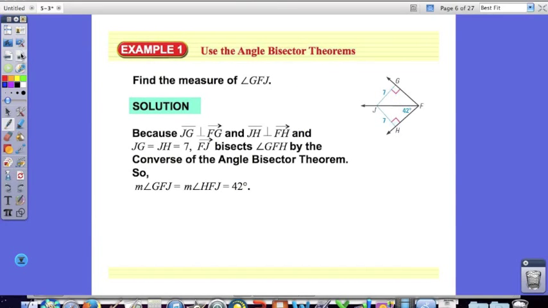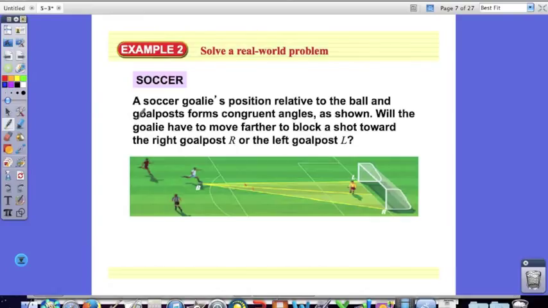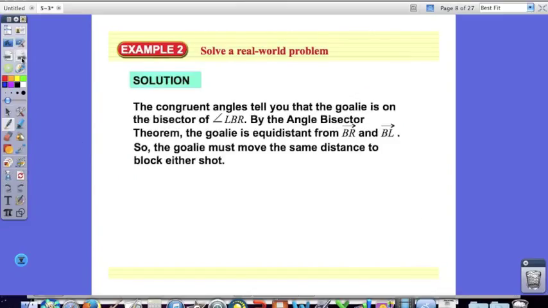And that's marked there. Then we have a problem about soccer. The goalie is positioned so that the ball and the goalposts form congruent angles as shown. So what they want you to get is that the goalie will have just as far to go to the left as he will to go to the right. So basically we've created congruent angles, marked there, and this is going to create an angle bisector in real life. And there is the answer to that.